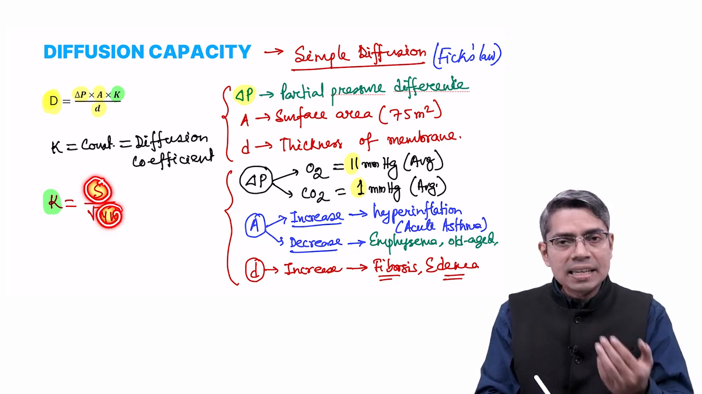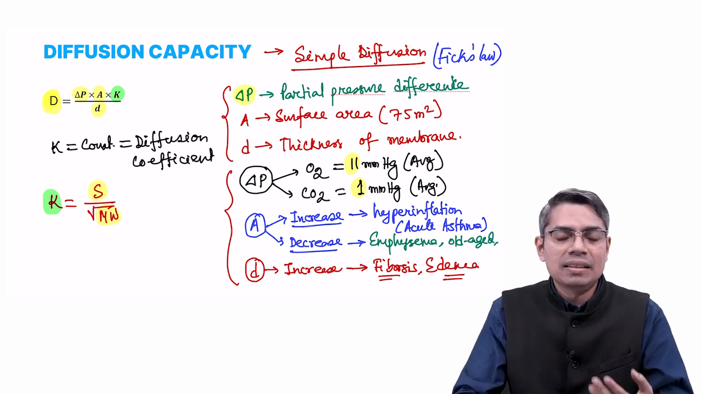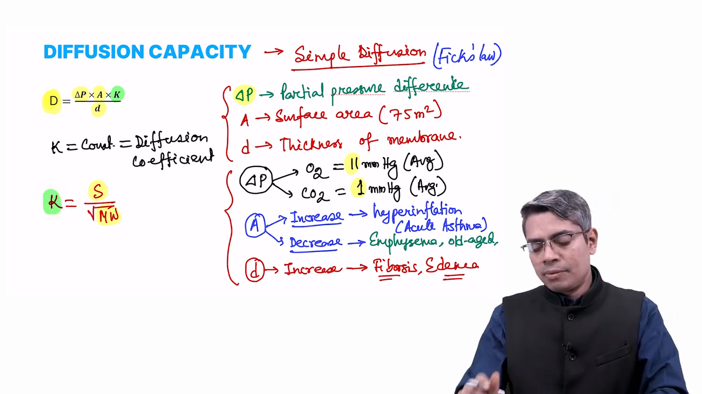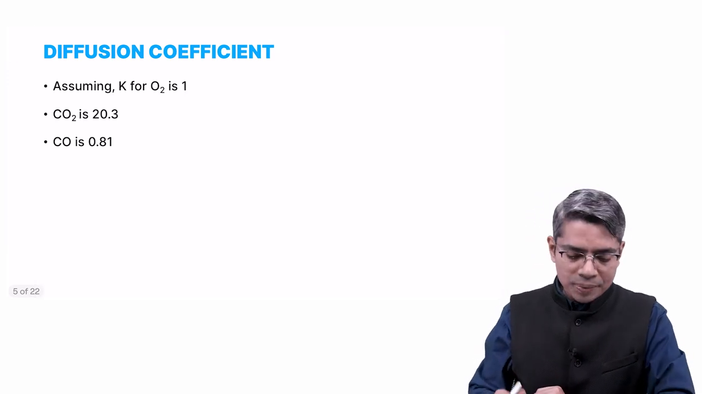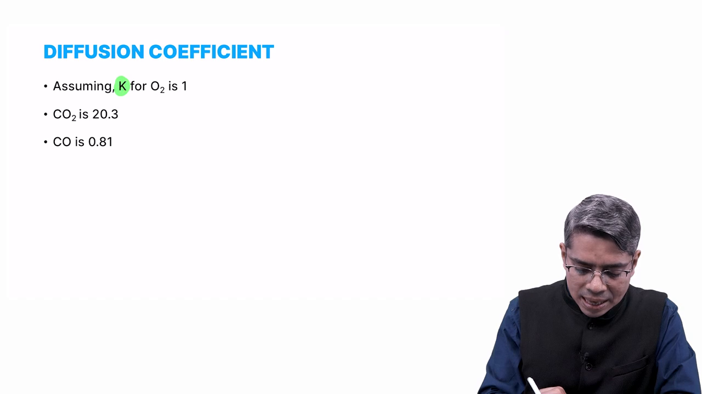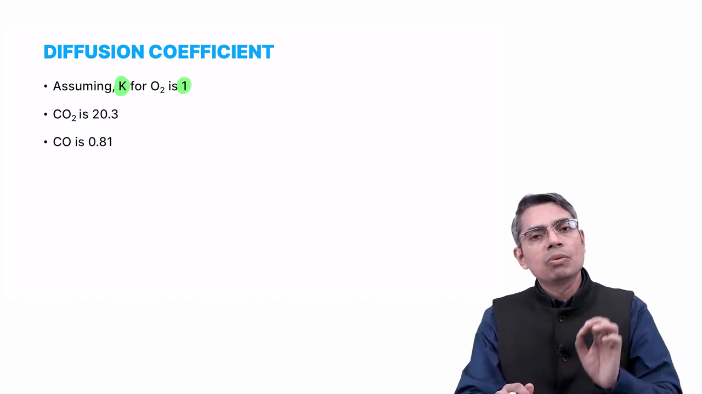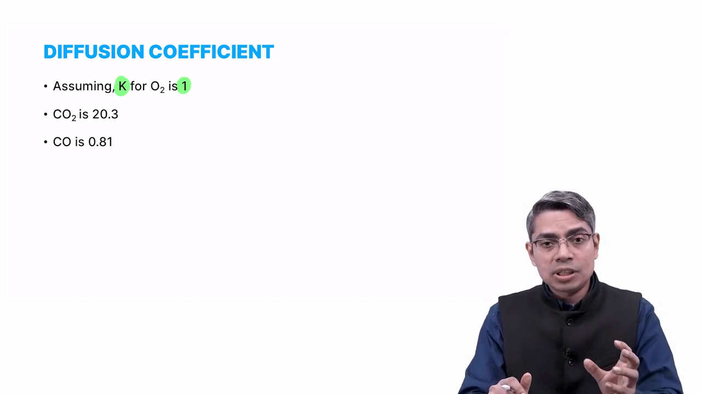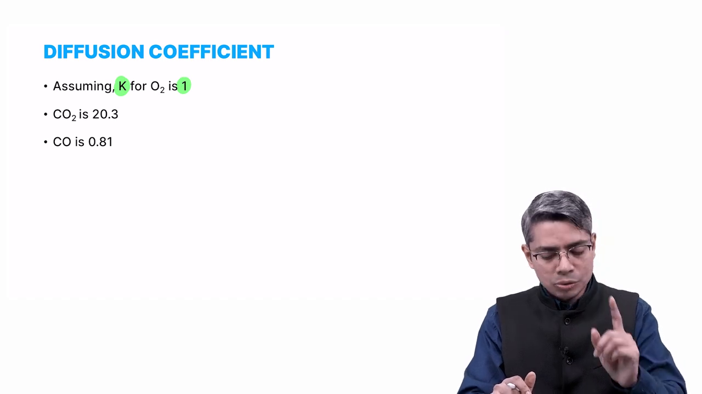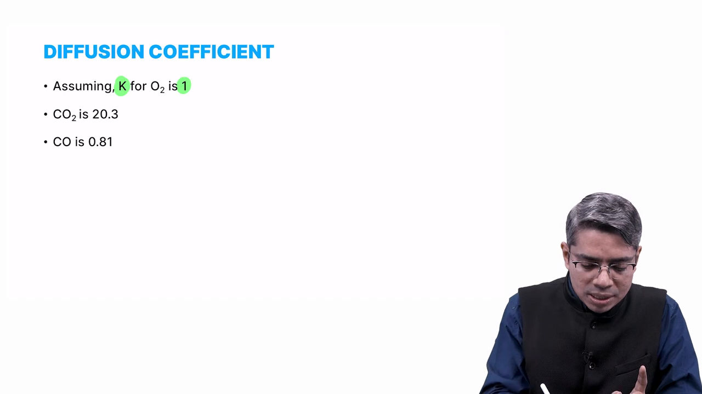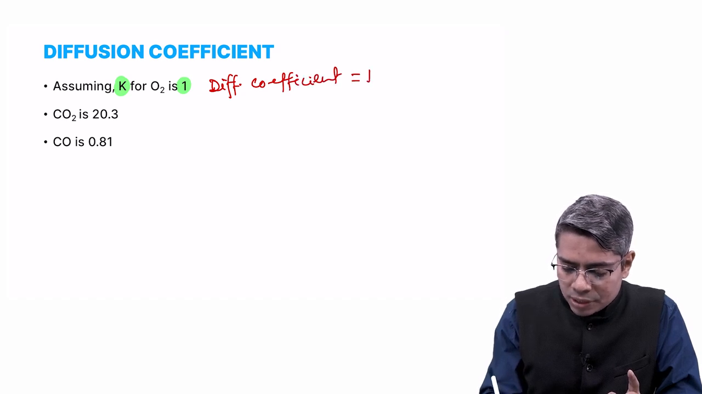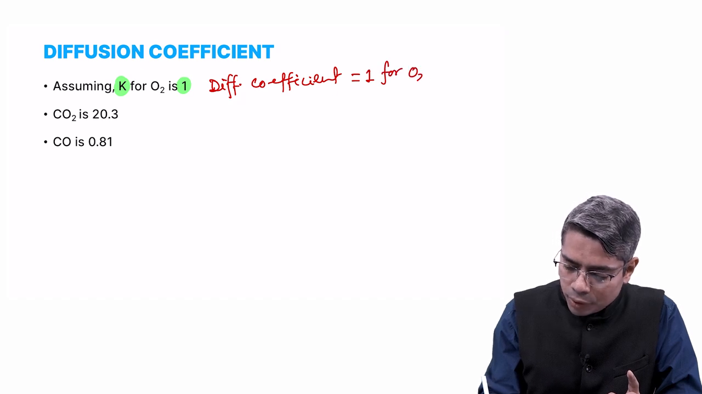If the gas has a lighter weight, or the molecular weight is lesser, then the diffusion capacity will also increase. Now this K has a fixed value. For the respiratory system, we assume that the diffusion coefficient K has a value of 1. So what am I saying? We are assuming that for oxygen gas, the diffusion coefficient is 1. So I am writing here again: diffusion coefficient for oxygen is equal to 1. Get it?